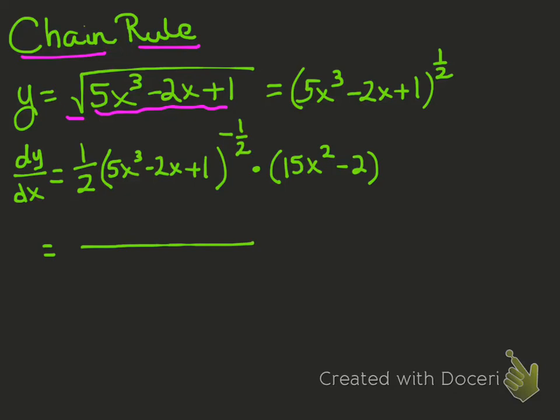First of all, I've got a 2 in the denominator, so I'm going to go ahead and put that there. I have a negative exponent, which means that this 5x cubed minus 2x plus 1 is also in the denominator. And then that negative exponent is a 1/2, and the 1/2 means that it's the square root. And then the rest of my derivative, the 15x squared minus 2, would be in the numerator. And so there you have the derivative.